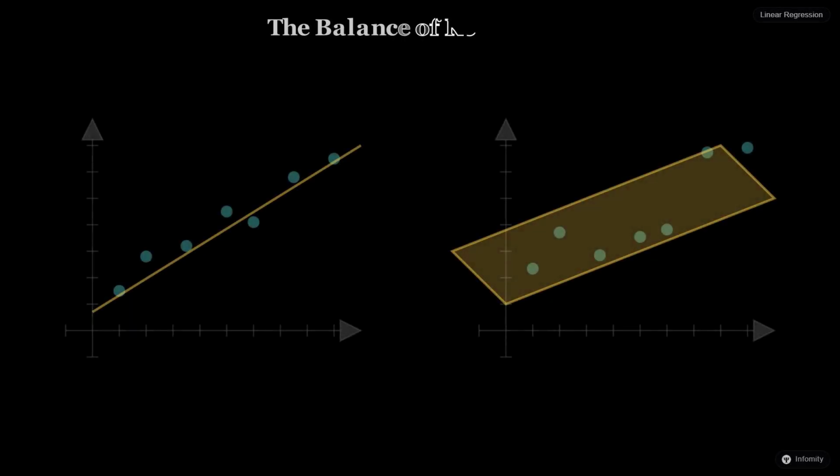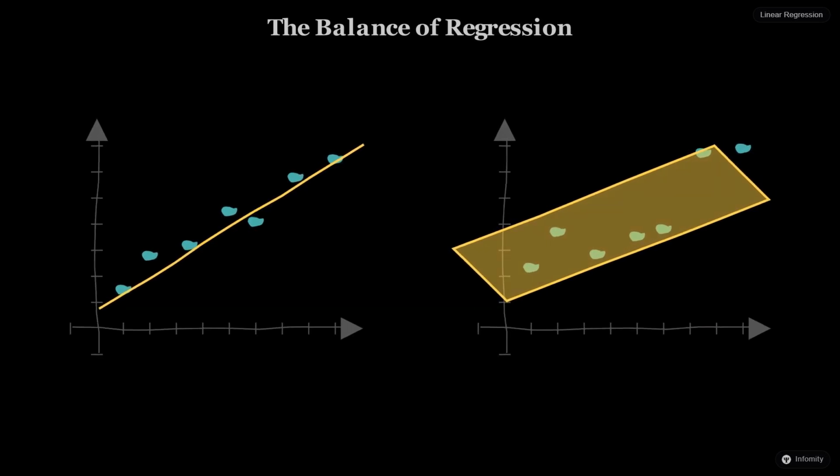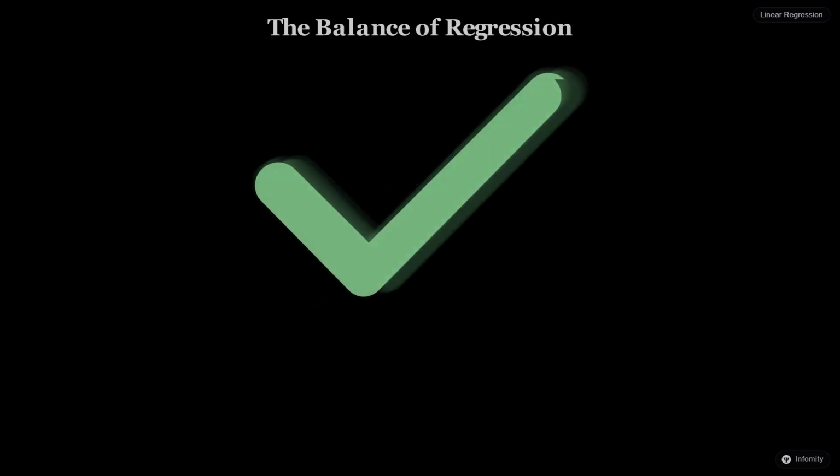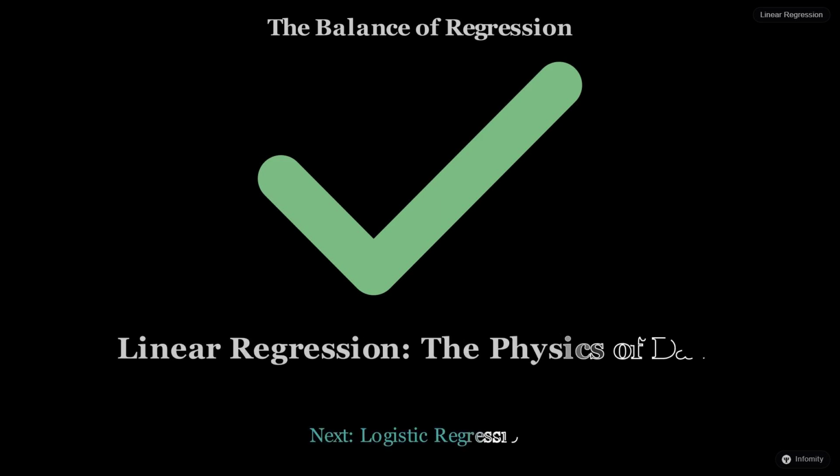From a single rubber band to a complex sheet, linear regression is simply the art of finding balance. By minimizing the tension between our model and our data, we uncover the hidden trends that govern the world around us.